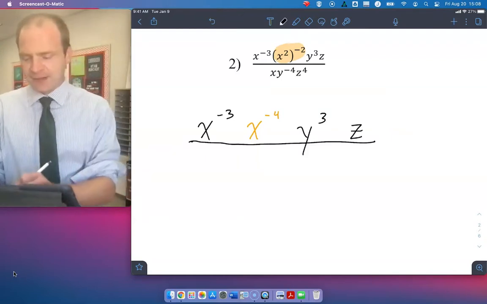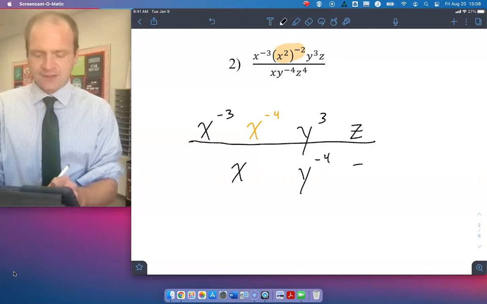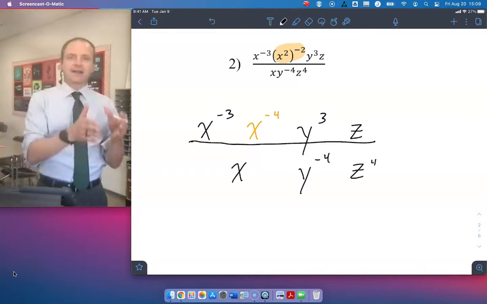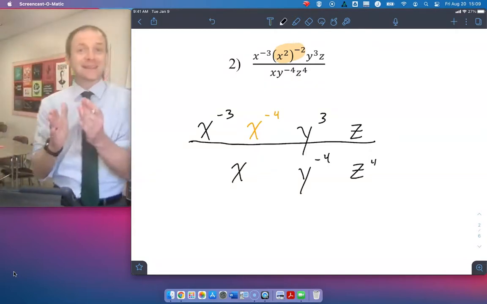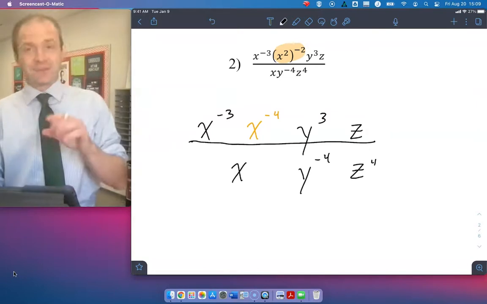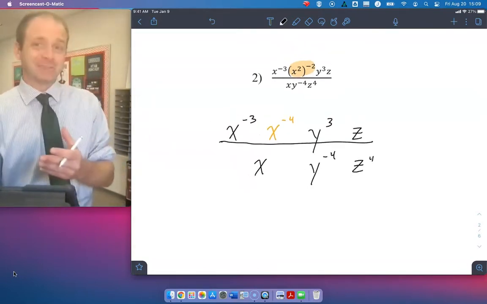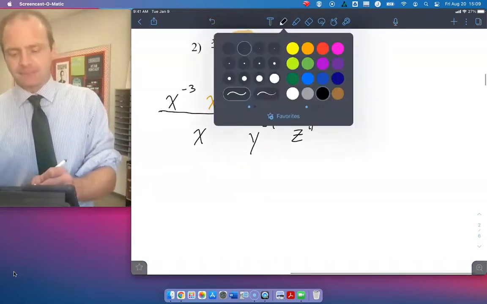The denominator is an x, it's a y to the negative 4th, and it's a z to the 4th. So again, notice vertically I have them aligned in columns. My x's are in one column, my y's in another. It's going to be easier for me to see the simplifying that way. The hardest one, it looks like it's the x. So I'm going to leave that one for the end. The other ones are not bad.